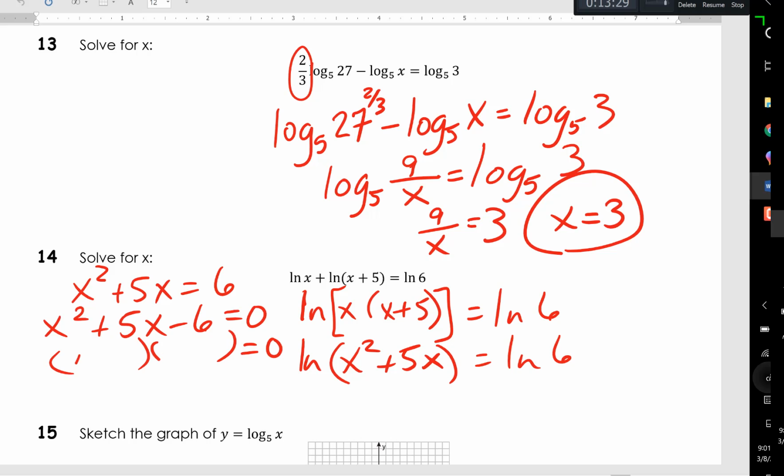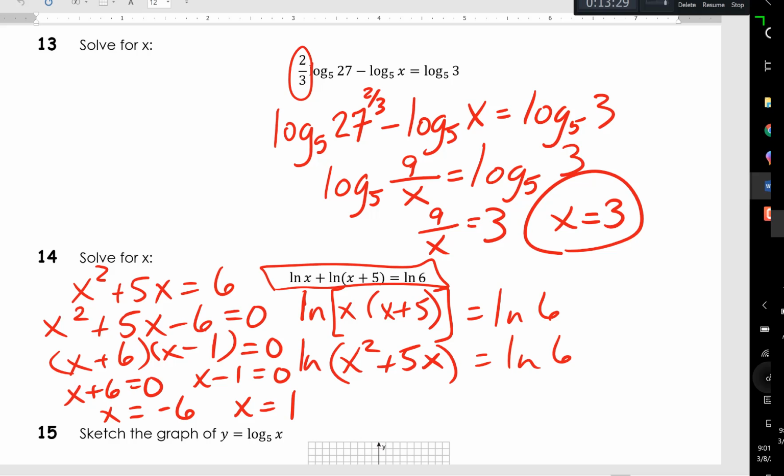So x plus 6 times x minus 1. And if 2 things multiply together to give you 0, one of them must be 0. So x plus 6 is 0, or x minus 1 is 0. So x is negative 6, or x is 1. Now, look back to the original equation and see if either of these gives you a negative argument anywhere. You can see that negative 6 is going to give you a negative argument in both of those logs. So that is not a solution. Only x equals 1 can be a solution.